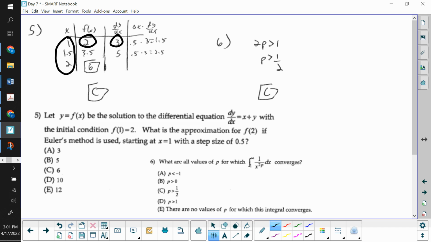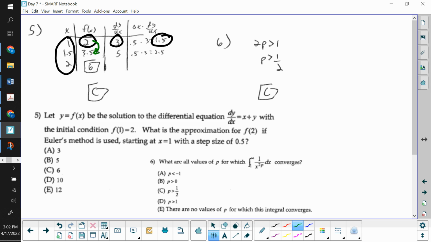Then do 3 times our step size of 0.5 to get the 1.5. That's what we apply to our y value to get the new y value here. Then sub those into dy dx. You get 5. Multiply by our step size. You get 2.5. Tack that on to get our next y value, which is 6.